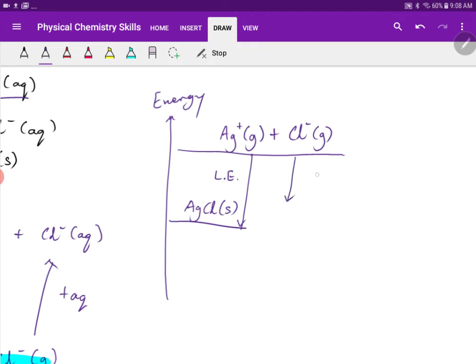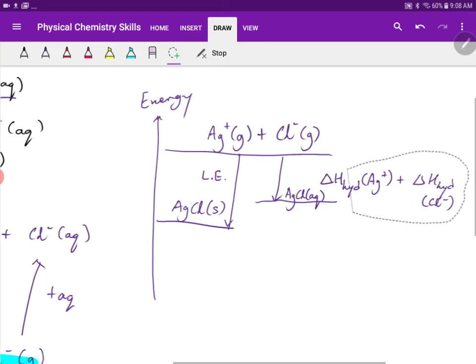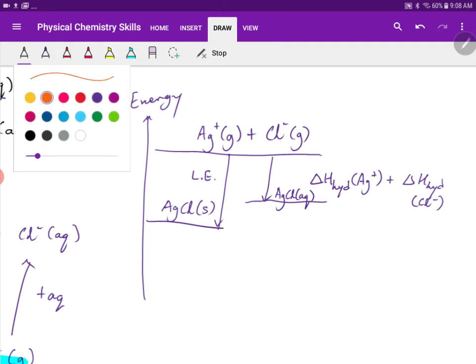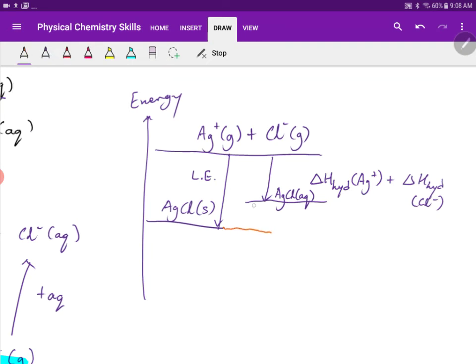So let's say this is the summation of the delta H hydration of Ag plus and the delta H hydration of Cl minus. I will omit the summation sign here, but basically this arrow talks about that, and I should be able to reach this state where I get AgCl aqueous. The last line is to connect these two things together. If I extend this line, I will know that this will be my delta H solution.